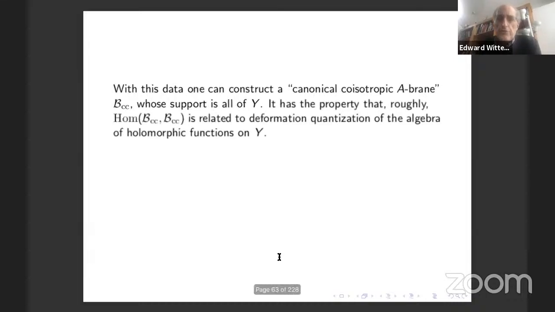But it had been discussed earlier by Kapustin and Orlov. It has the property that roughly Hom from B_cc to itself is related to deformation quantization of the algebra of holomorphic functions on Y. So the existence of this brane is an explanation of why the A-model of a complex symplectic manifold viewed as a real one is related to deformation quantization.